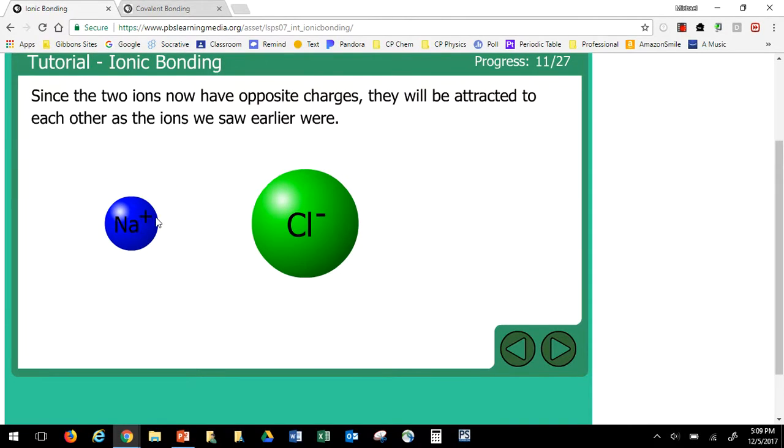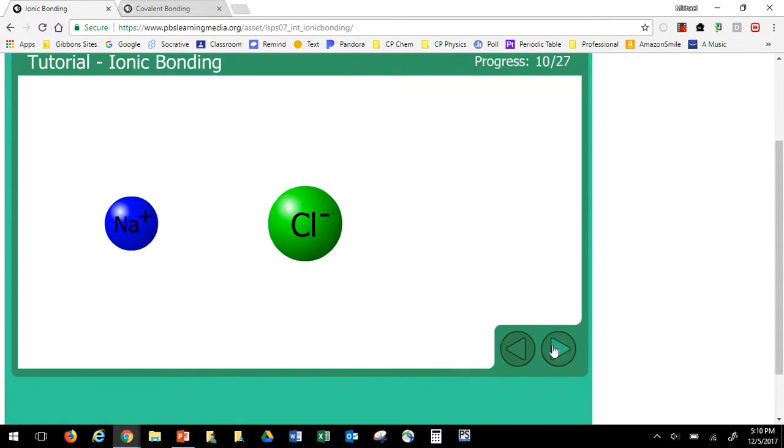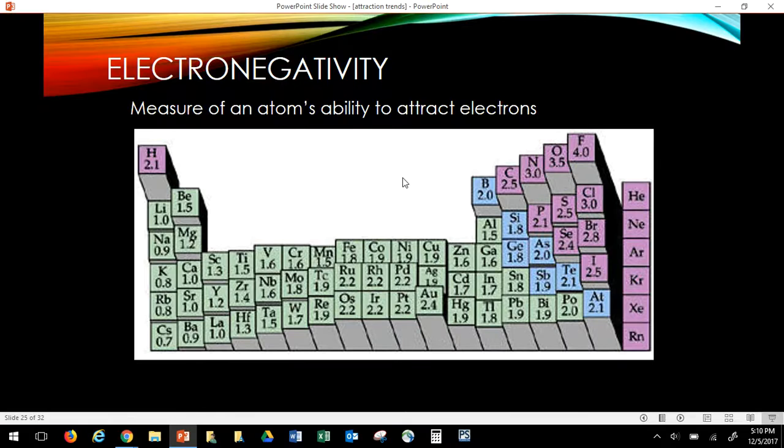And here's the key. Here's the kicker. Sodium, as a result of that, gets smaller, and chlorine, as a result of that, gets bigger. So let's see that again. An electron leaves sodium, goes to chlorine, sodium gets smaller, and chlorine gets bigger. And we're going to want to discuss that here in a minute.